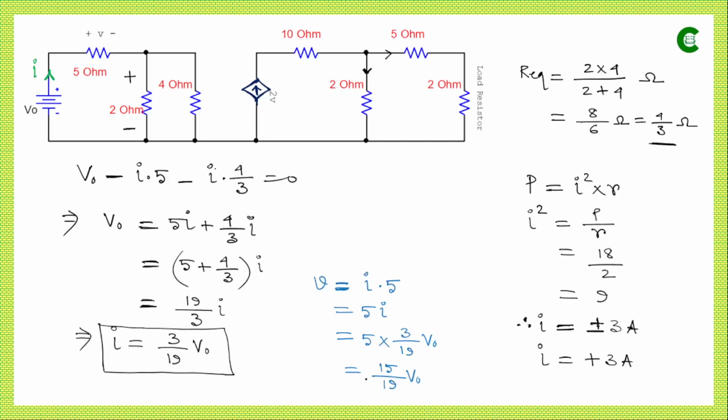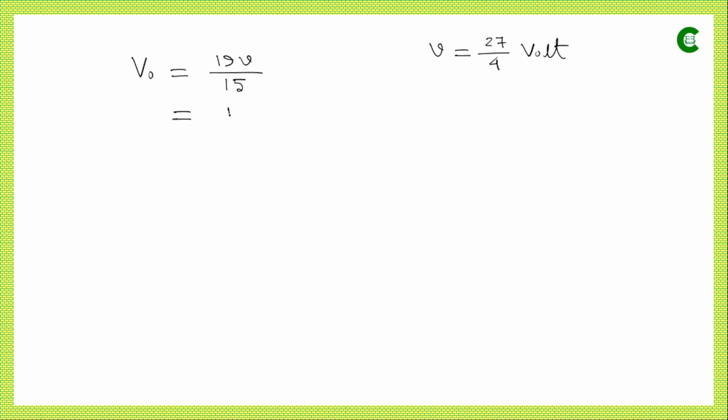Now here we have developed a relationship between the small v and capital V naught. So from here we can say capital V naught will be 19V divided by 15. And what is small v? Small v is 27 upon 4. So the final value will be 8.55 volt.